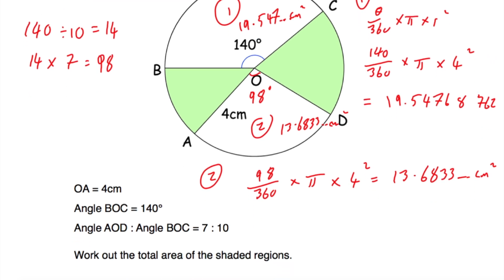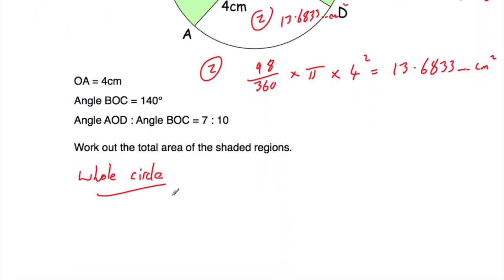So let's do that. So the area of the whole circle is pi r squared, so that's pi times 4 squared, because remember the radius of the whole circle is 4.